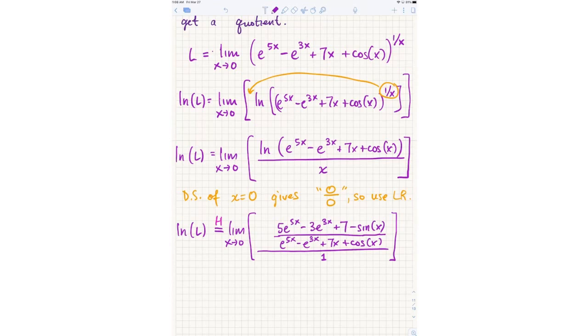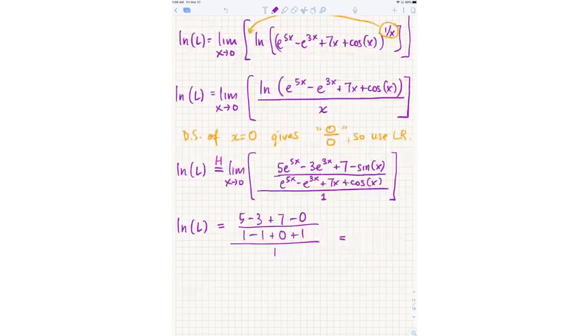The nice thing is because the denominator of the whole complex fraction is 1, I know I'm not going to get 0 over 0. So in fact, I can already just substitute x equals 0. And what do I get? I get 5 minus 3 plus 7 minus 0 over 1 minus 1 plus 0 plus 1. And the whole thing is all over 1. And so what does this give me? This gives us 10. 5 plus 7 is 12 minus 3 is actually 9. Sorry, not 10.